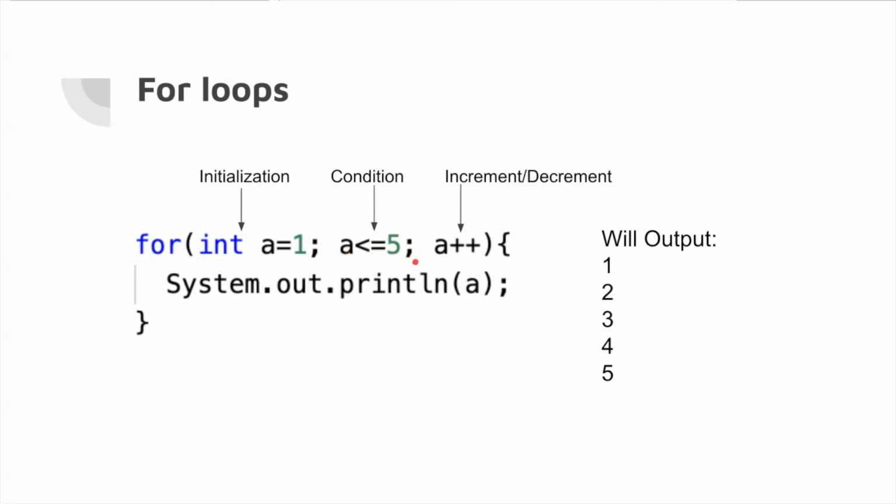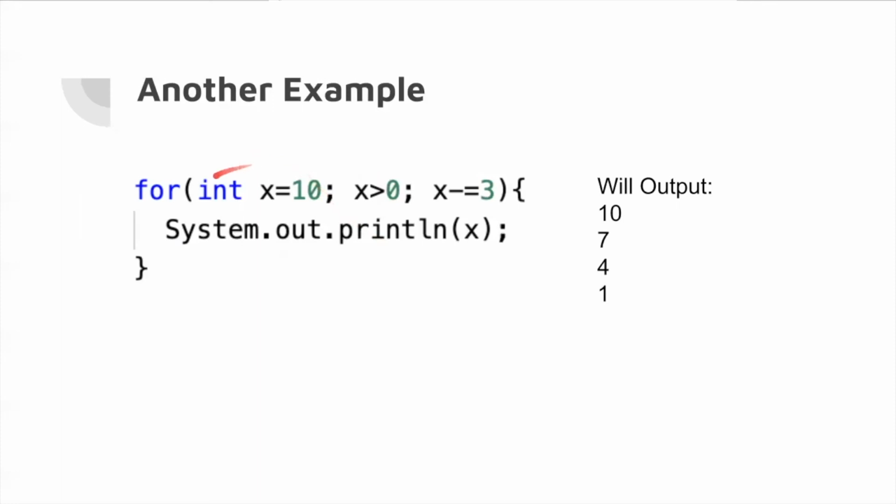All right, here's another example. So for int x equals 10, x is greater than 0, x minus equals 3. So this code right over here, it will output 10, 7, 4, and 1 on different lines, because the first time it runs, x is equal to 10, and 10 is greater than 0, so it runs this code, it prints out x, which is 10, and then after it finishes, it decreases x by 3, so x is now 7.